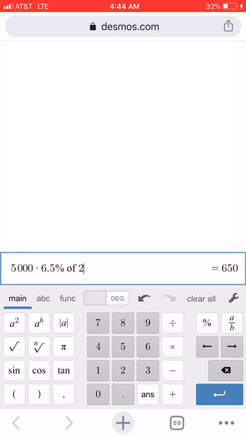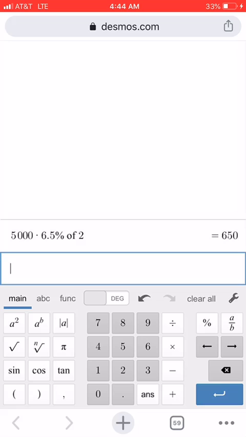And then you press this blue arrow at the bottom, which means enter. And it gives you the answer. Once again, we'll do that together.